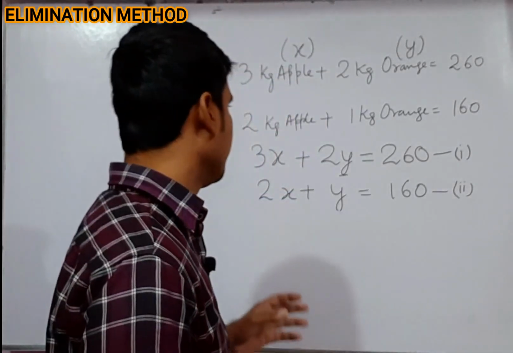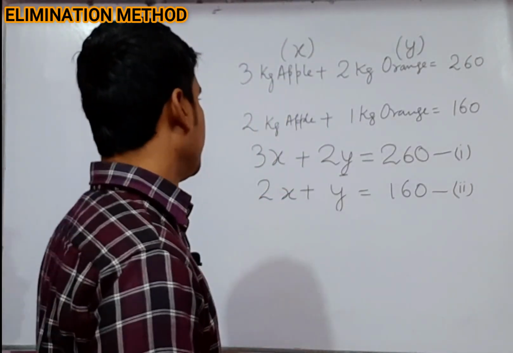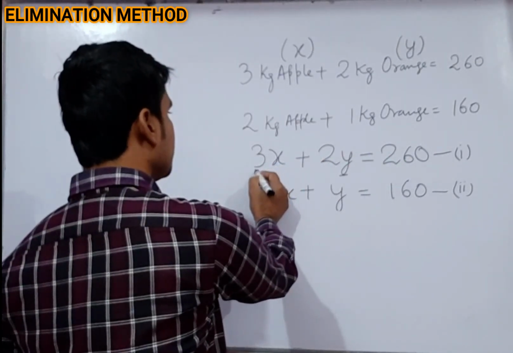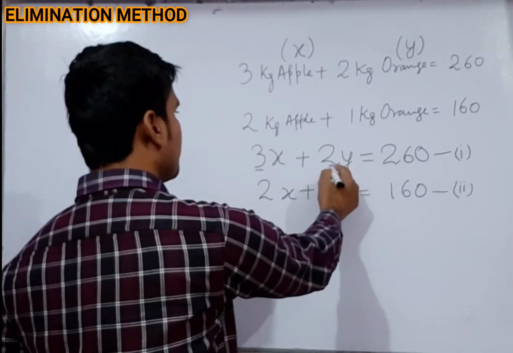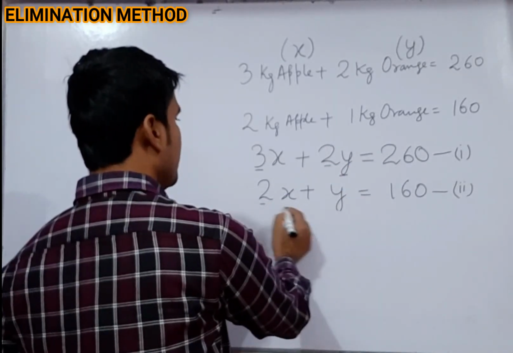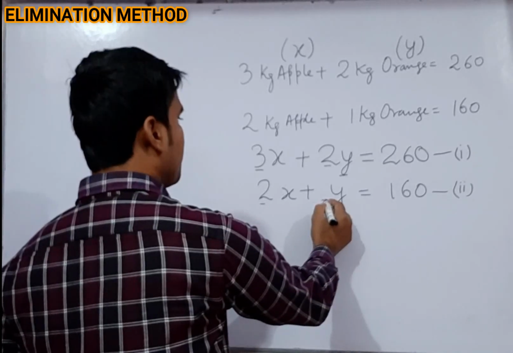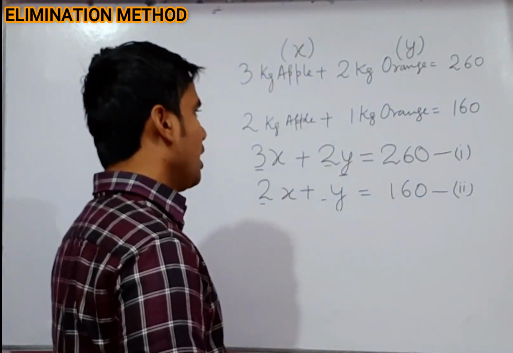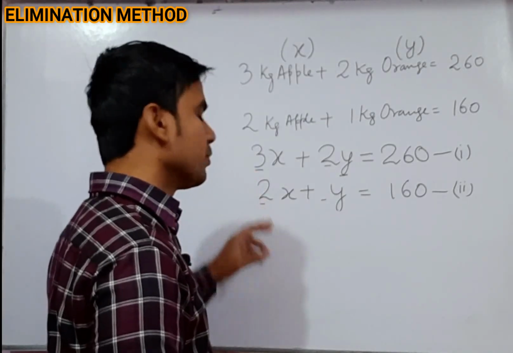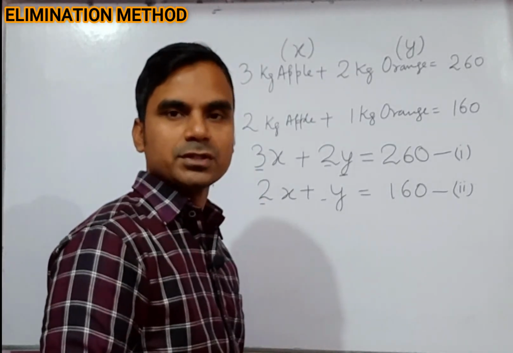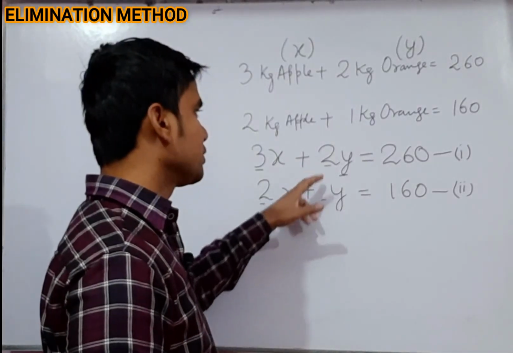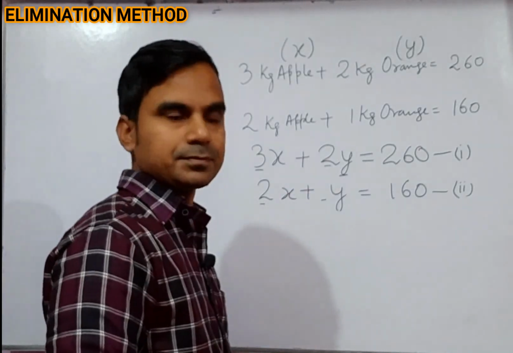नाउ लेट्स सी हियर इन दीज टू इक्वेशंस, in the first equation the coefficient of x is 3 and the coefficient of y is 2. In the second equation the coefficient of x is 2 and the coefficient of y is 1. Okay, अगर आपको रिमूव करना है, तो दोनों कोएफिशिएंट को इक्वल करना होगा, या तो x के कोएफिशिएंट को आप इक्वल कर दें दोनों इक्वेशन में या y के कोएफिशिएंट को आप इक्वल कर दें दोनों इक्वेशन में.